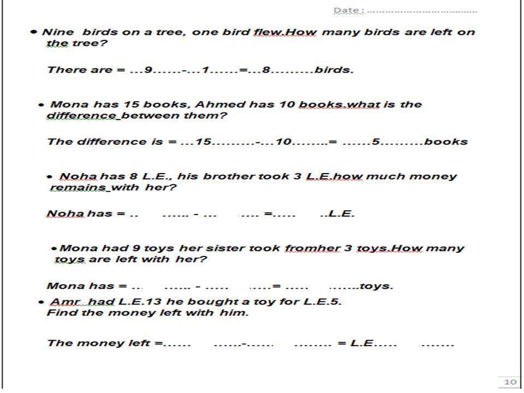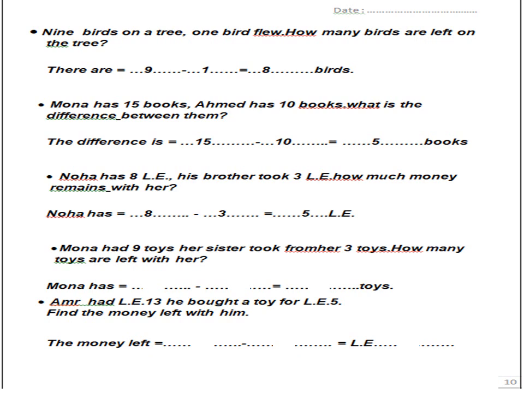Noah has 8 LE. His brother took 3 LE. How much money remains with him? So the big number here is 8. 8 minus 3. We count from 3 until we reach 8. After 3, 4, 5, 6, 7, 8. So it will be 5.